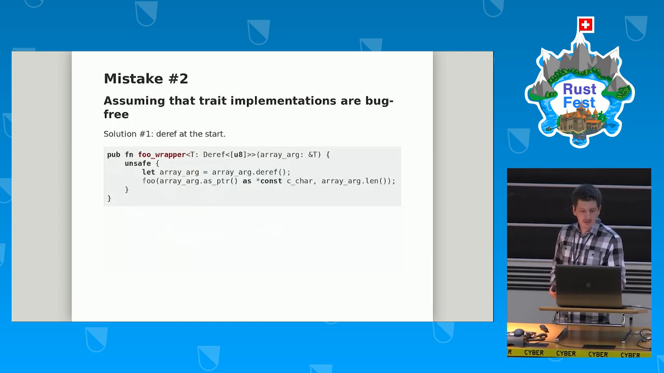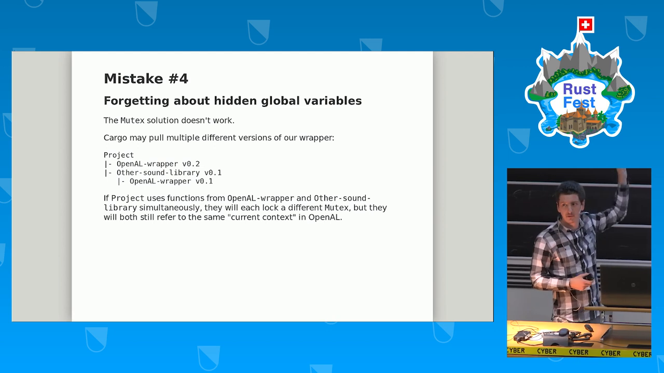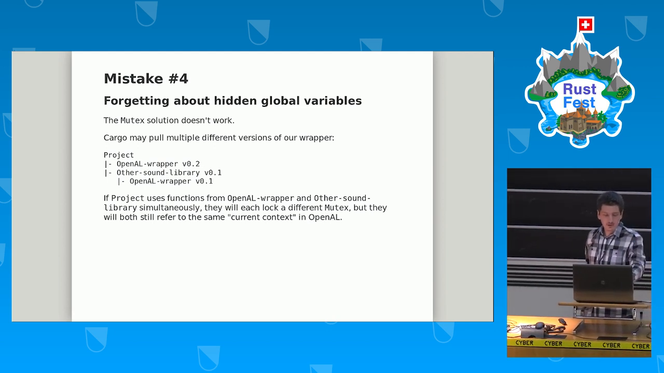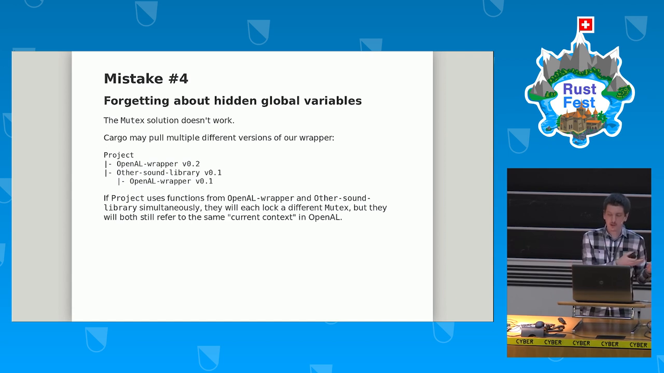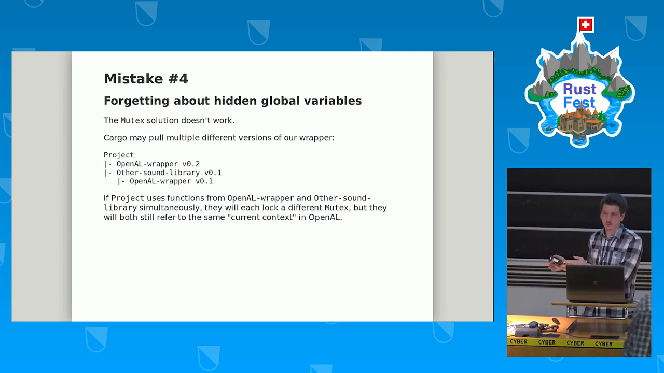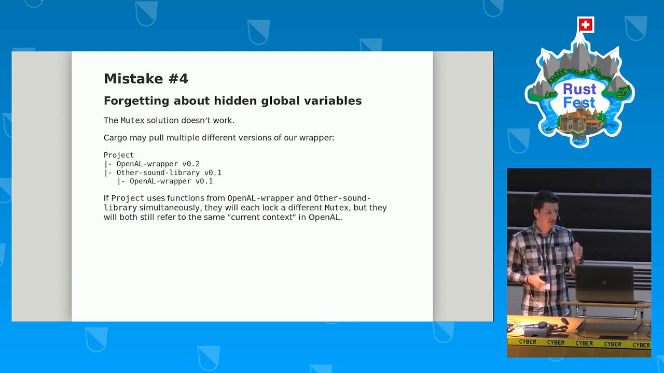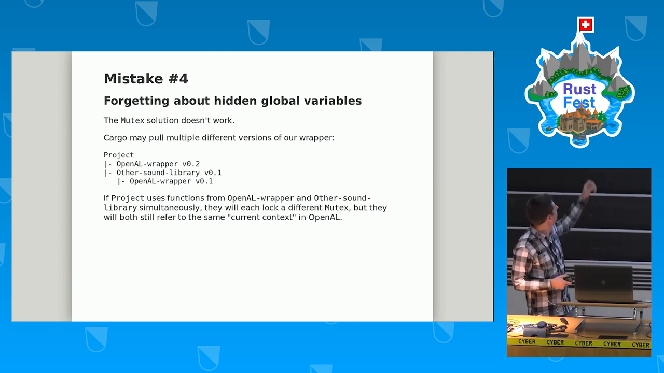The problem with, I'm going to go back to the slide, where is it? The problem is that here is the dependency graph of your project. In the Cargo.toml of your project, you only have OpenAL wrapper and other sound library. You don't really know which version of OpenAL wrapper is used by other sound library. I mean, you can know it, but it's none of your concern. The person who writes other sound library could decide to bump the version of OpenAL wrapper without notifying you. So as a writer of a project, you don't control the version of OpenAL wrapper. You don't control the version 0.1 here. So you can't ensure that they are the same version.